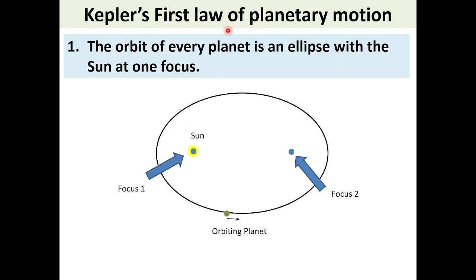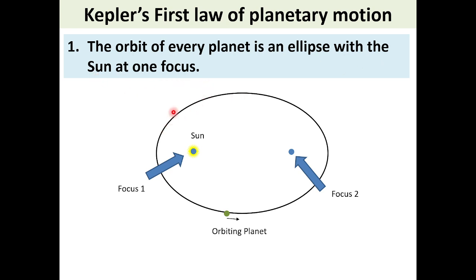Now, Kepler's first law of planetary motion. What is Kepler's first law? Kepler's first law is about the shape of the path of a planet around the sun. How a planet moves around the sun, in which path, in which shape of the orbit. So this first law only tells about the shape of the orbit. The orbit of every planet is an ellipse with the sun at one focus.